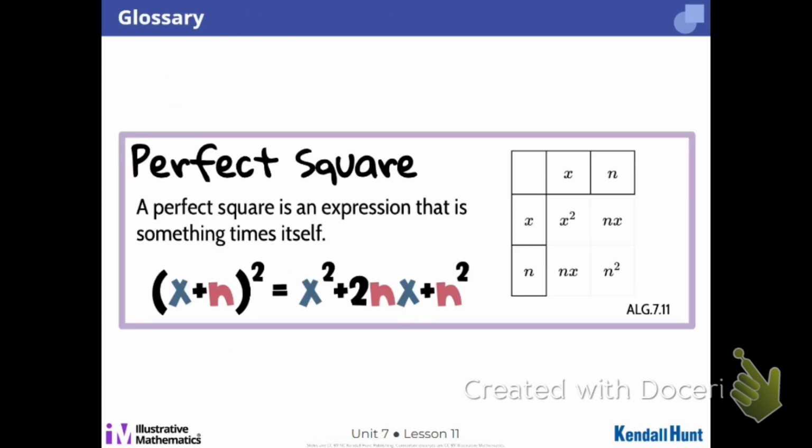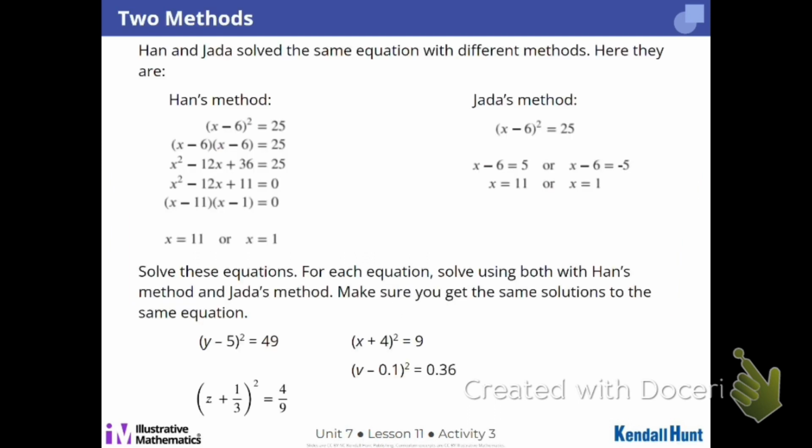By the way, there's your perfect square. We already know. Okay. There's Hans' method and there's Jada's method. Hans' method is what we had been doing, right? So check out Hans' method. We distributed. We set it equal to 0. We factored. And we got our 2 answers using the ZPP. You guys have seen that, right? Right? Again, point it out. Look at standard form.